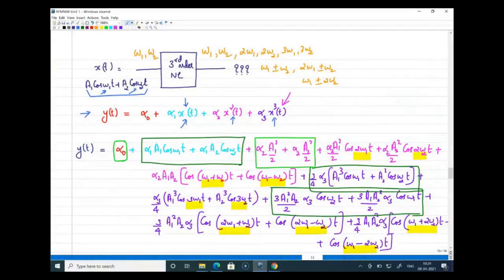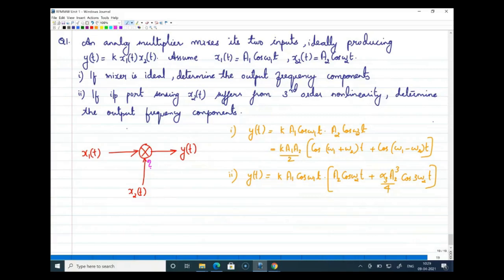See, in this example, there are two input signals, right? A1 cos omega 1t and A2 cos omega 2t. That is why you have these two components here. But now, in this case, I am considering it as separate because x2, or this port, is having nonlinearity, so you will be directly having a cube term there. Is that clear? So the multiplication factor 3 by 4, won't we consider that?